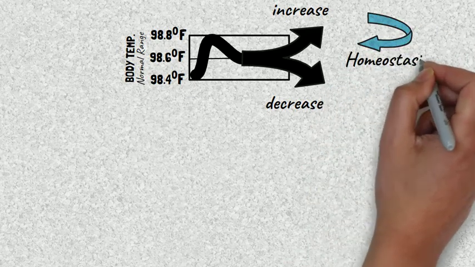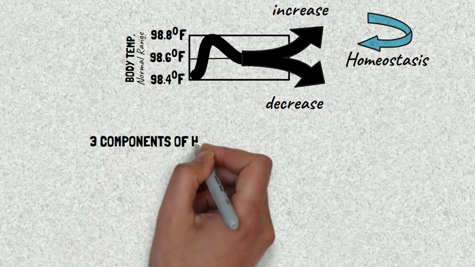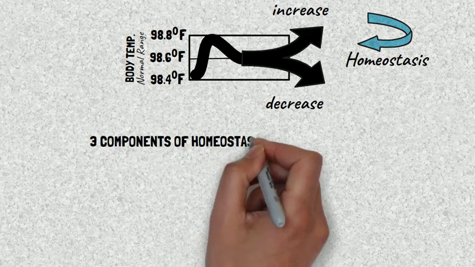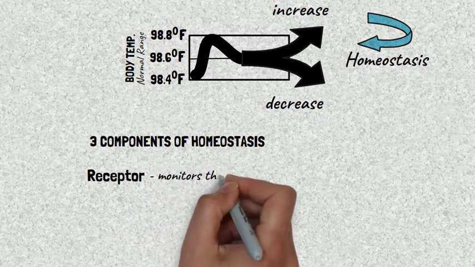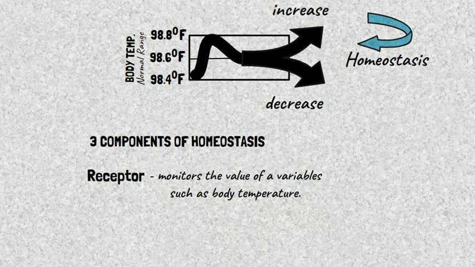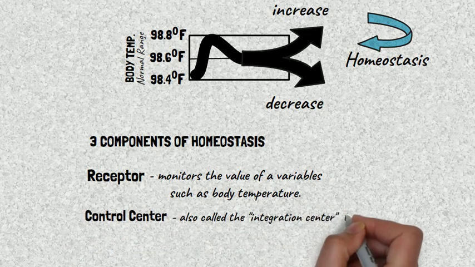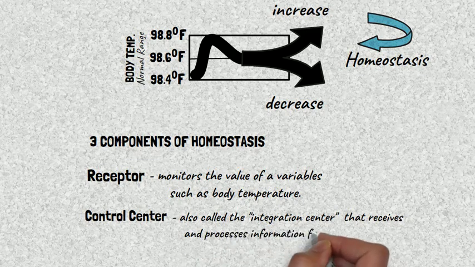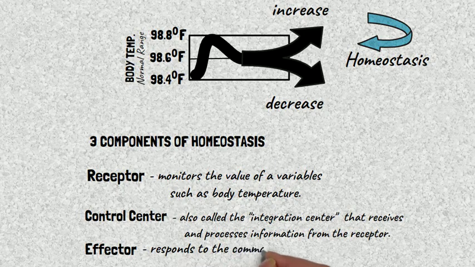to the normal. There are three components of homeostasis that work hand in hand. Each of them coordinates to achieve the stability of the body's internal environment. First is the receptor. It monitors the value of variables, like for example the body temperature. Second is the control center. It is also called the integration center. It receives and processes information from the receptor. Third is the effector. It responds to the commands of the control center.